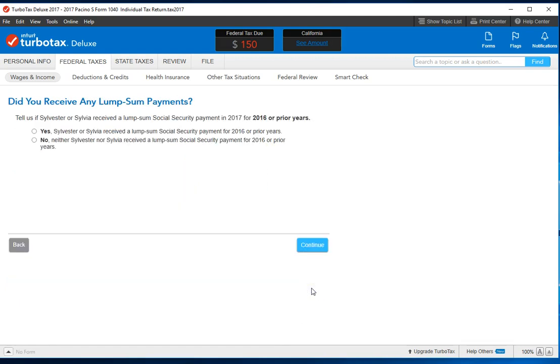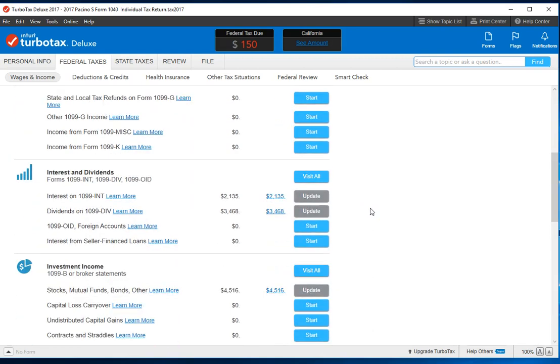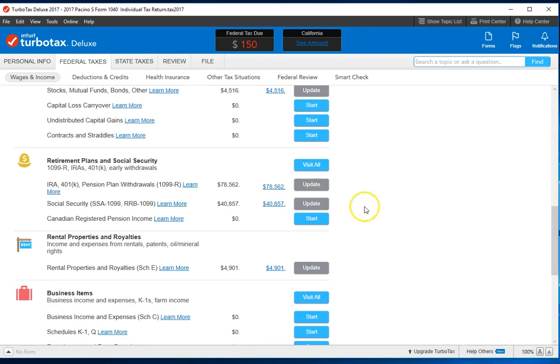It's going to ask if Sylvia or Sylvester received a lump sum payment. The answer is no. And Continue. So that's how we get the retirement plans and Social Security information into TurboTax.